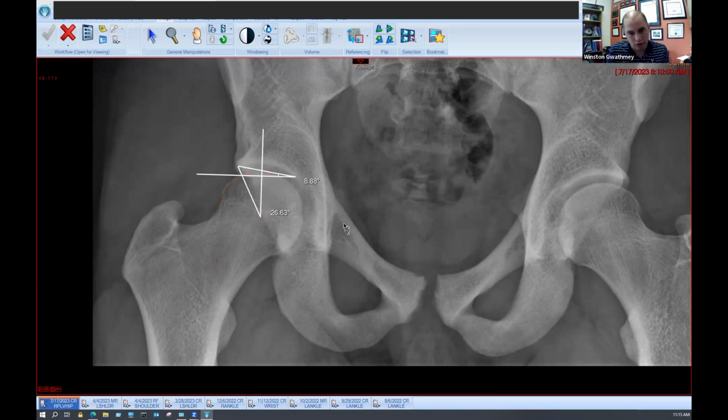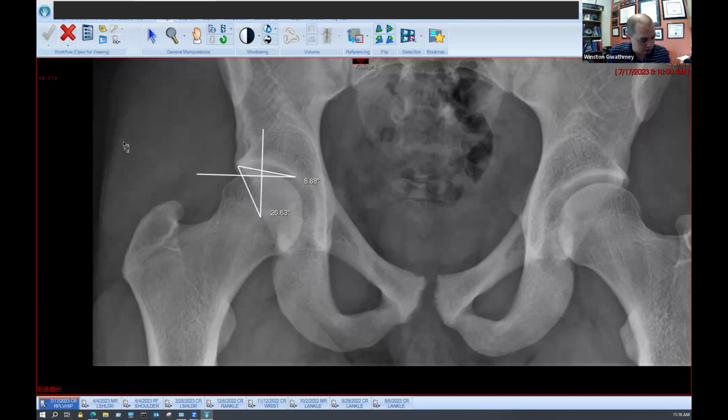So we can get rid of our circle at this point, and it kind of gives a sense of just sort of the two angles here. So again, lateral center edge angle of 26.6, Tönnis angle of 8.88. And so this is not a dysplastic hip, but it's got some features of dysplasia. So you got to be recognizing or trying to make sure you pick out dysplasia on this AP X-ray, okay? So those are the two main lines we'll do for this one.